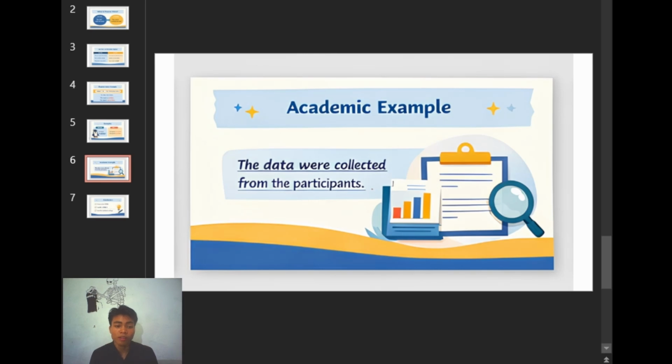For example, the data were collected from the participants. Here is an example from academic writing. This sentence sounds formal and professional. We don't focus on who collected the data, but on the data itself.